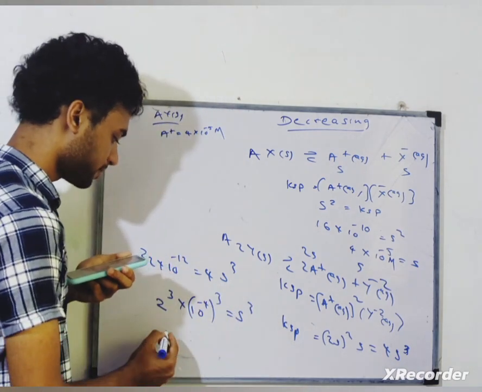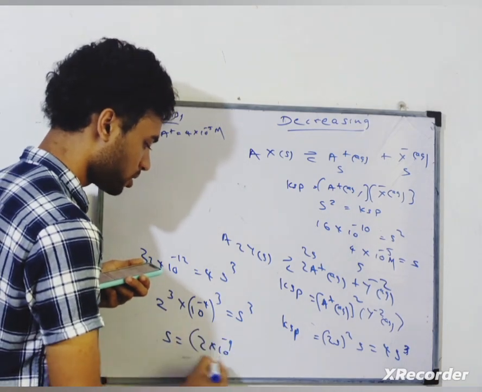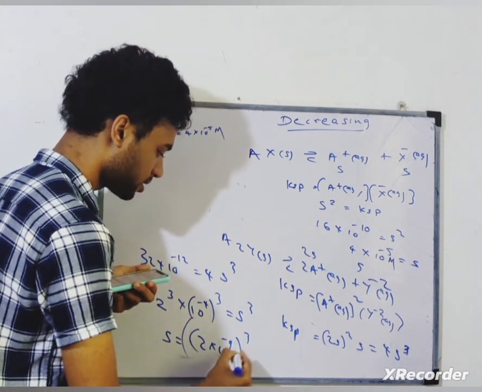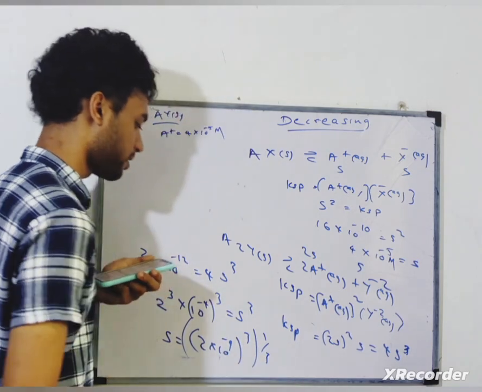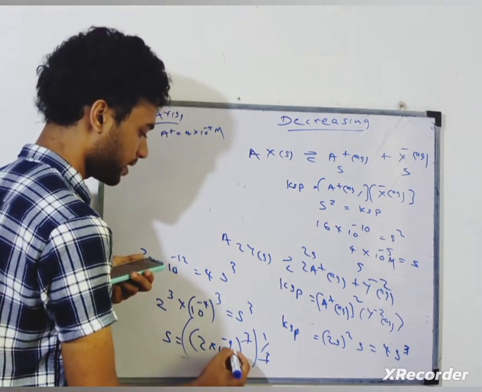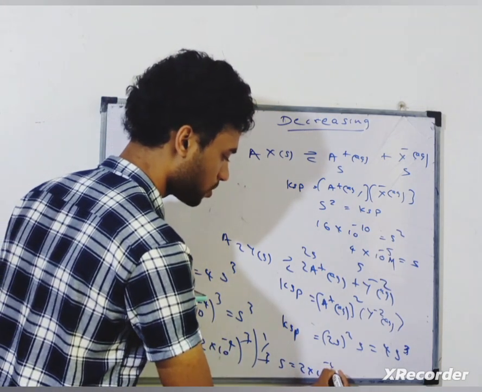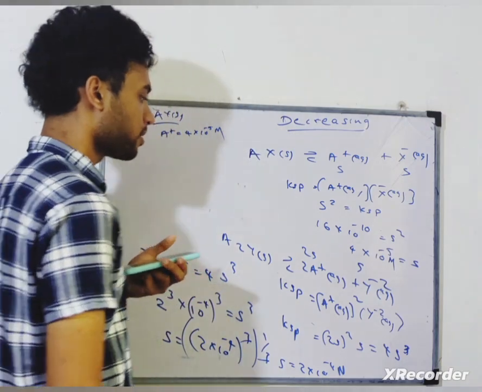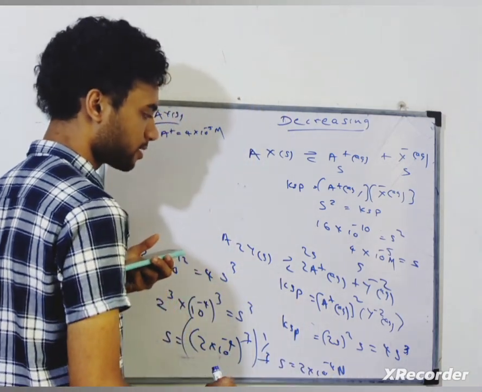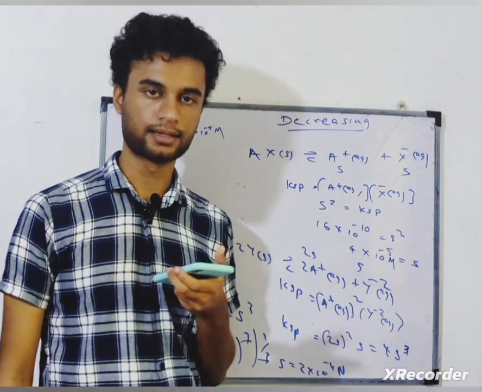So I'm going to say S is equal to what then? 2 times 10 to the minus 4, the whole thing to the power 1 over 3. That clear? Then the 3 and 3 cancel. Then S is equal to 2 times 10 to the minus 4 mol per decimeter cube. Don't select this as the answer, because we are finding the concentration of A+ cation in the solution.